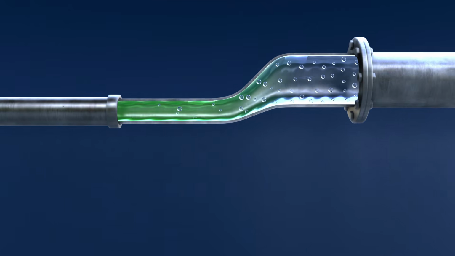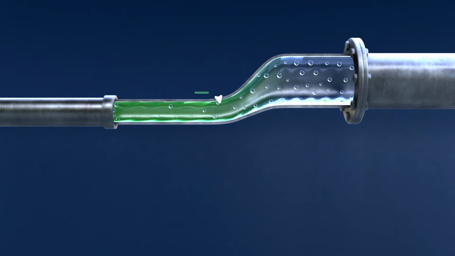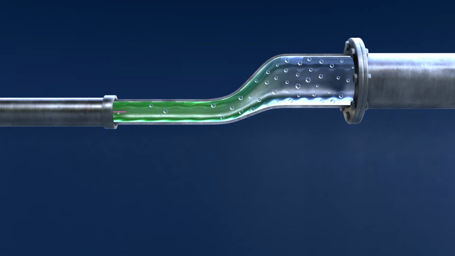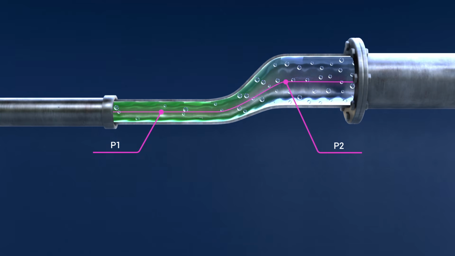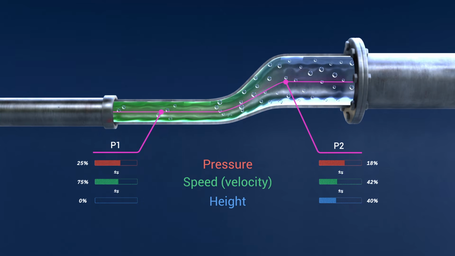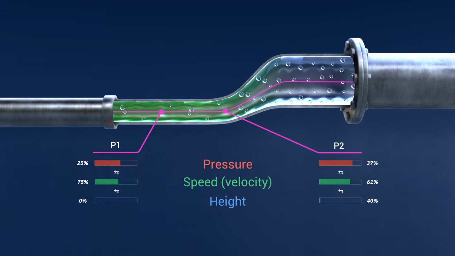Now, let's imagine a pipe with water flowing through it. The pipe has a change in diameter and elevation. As the water moves from point 1 to point 2, three things change: the pressure, the speed of the flow, and the height of the pipe. Because energy is conserved, any gain in one of these must come from a loss in one or both of the others.